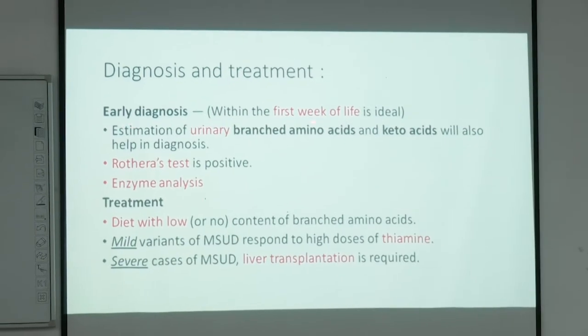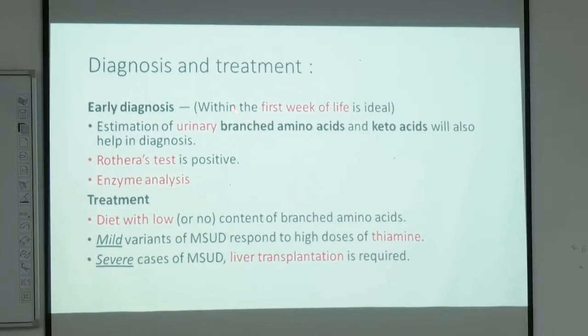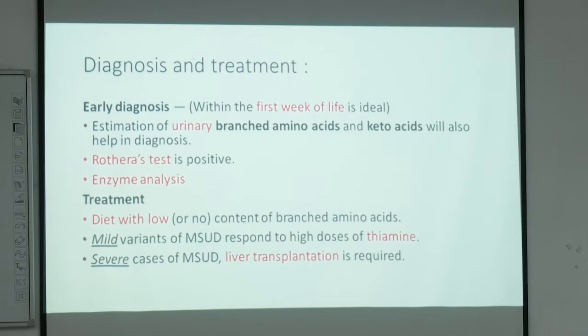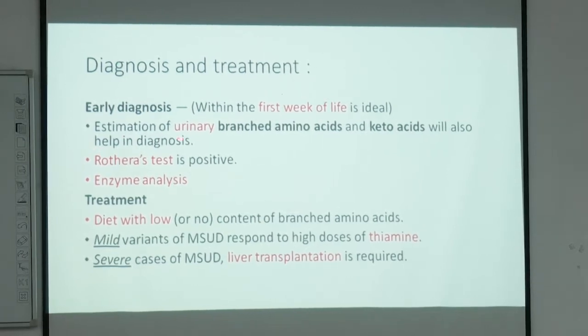This disease should be diagnosed in the first week of life. Here, the urinary branch chain amino acid levels are estimated. It gives a positive Rothera's test. And we can do the enzyme analysis. So what's the name of the enzyme? Alpha keto acid dehydrogenase.